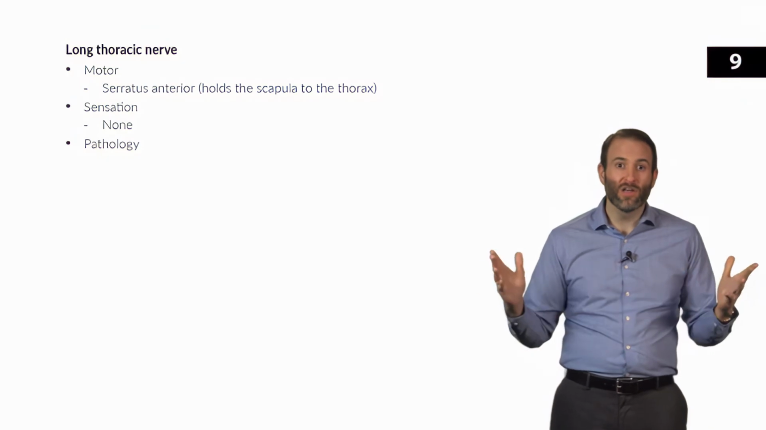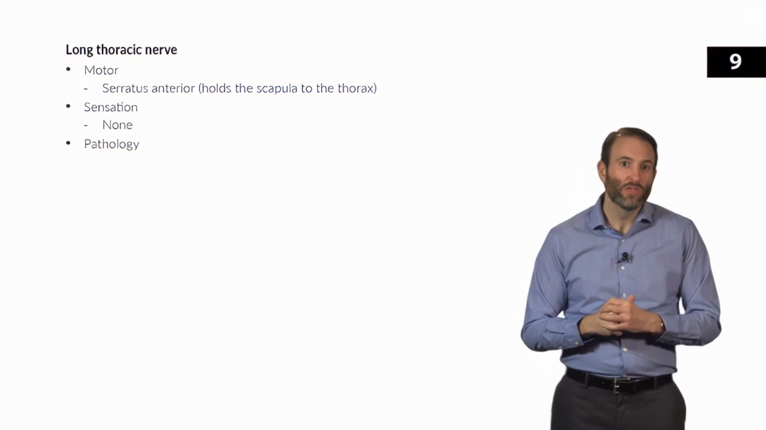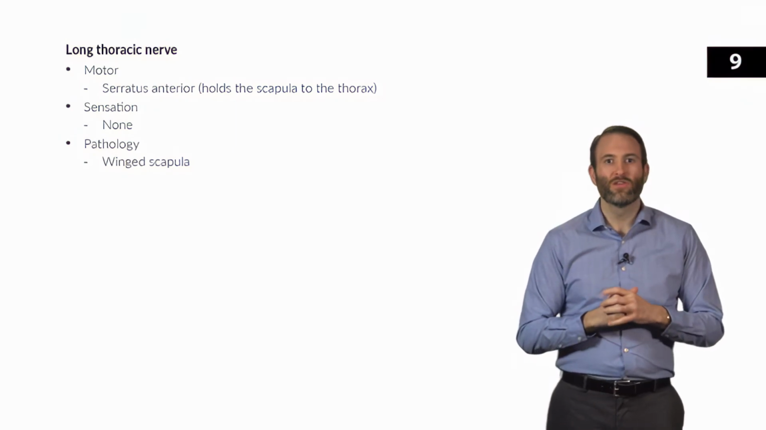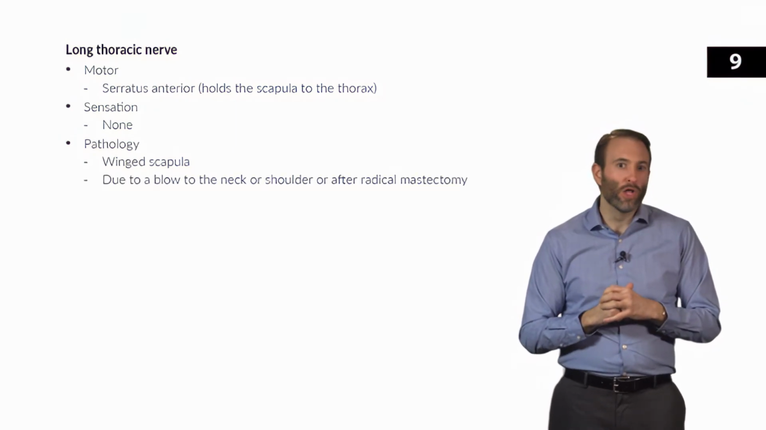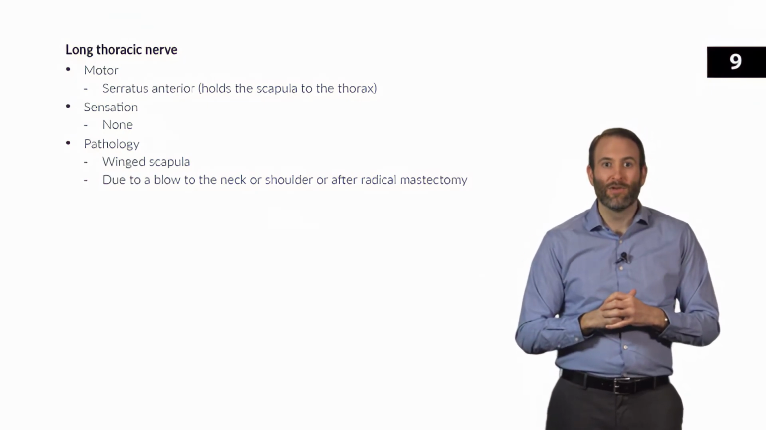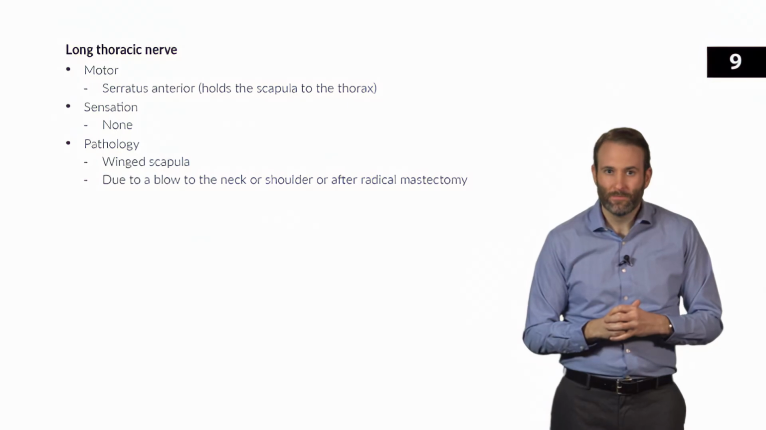Now, without a functioning serratus anterior, the scapula is going to protrude out. We call this a winged scapula. The long thoracic nerve can be damaged by a blow to the neck or shoulder or has been known to happen after a mastectomy as well.